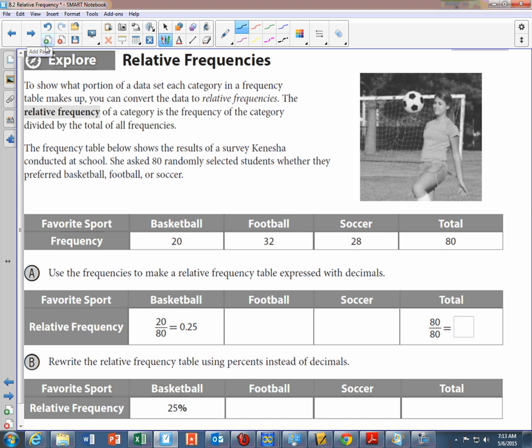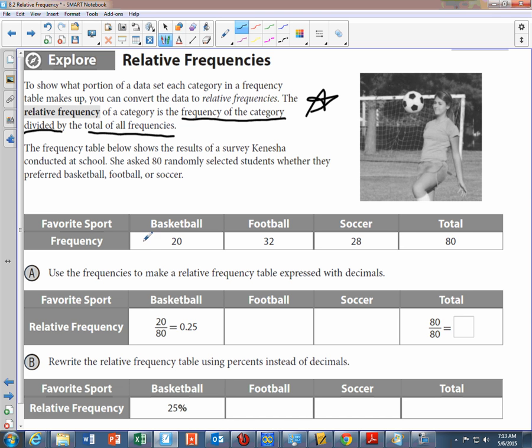So relative frequencies. To show what portion of a data set each category in a frequency table makes up, you can convert the data to relative frequencies. The relative frequency of a category is the frequency of the category, so it's the frequency, how often it occurs, divided by the total of all frequencies. So this is a big key. You might want to star this. The relative frequency is the frequency divided by the total.